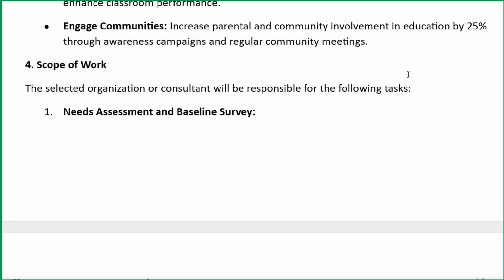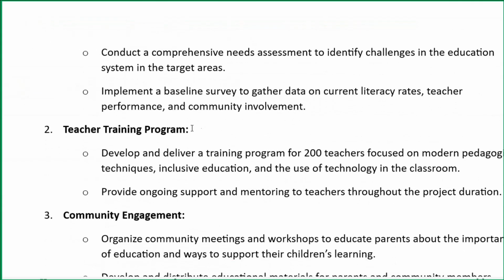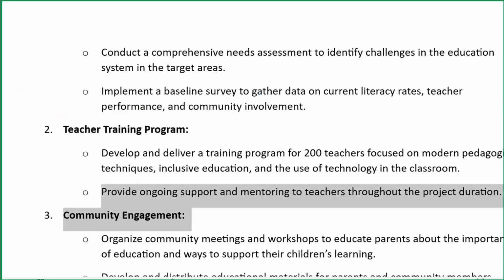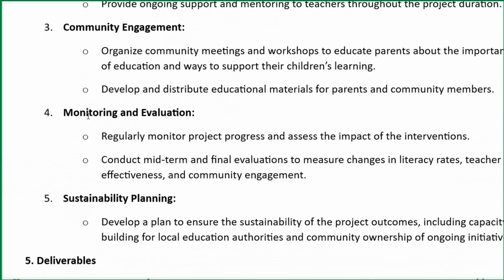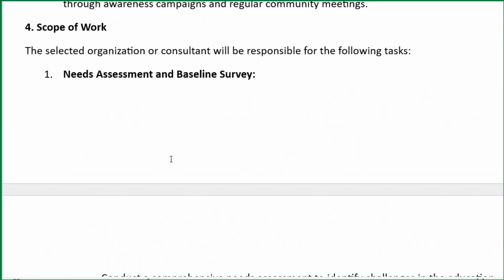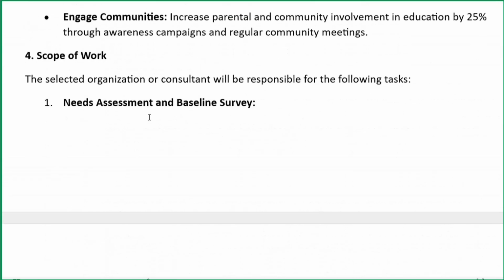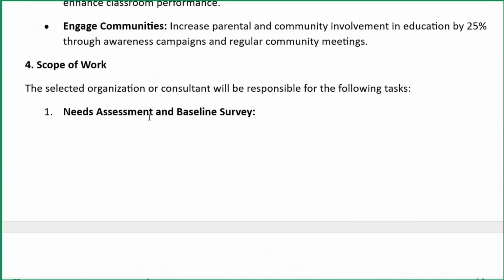Here you can see that the following tasks will need to be ensured: needs assessment and baseline survey, teacher training program activity, community engagement activity. Then you can see monitoring and evaluation section and sustainability planning. These are the key activities. This is the scope of this project against which you will need to develop a proposal on how I will do this activity, how I will ensure this one, and then this one and this one. So your proposal would be responding to these activities, that is, how my organization or my firm will implement these activities.